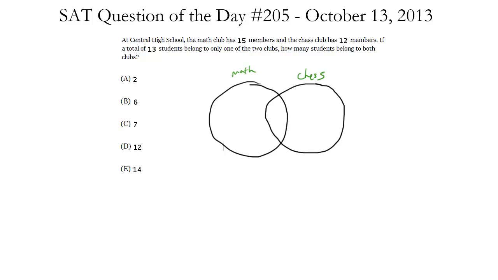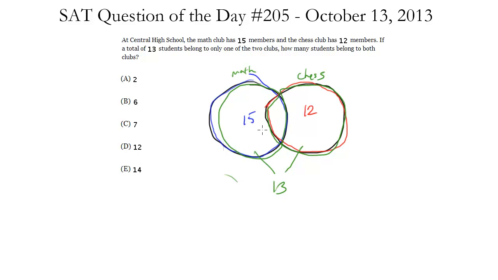Now, the total number of members in the math circle, including the overlap, is 15. The total number of members in the chess circle, including the overlap, is 12. But we also know that these two individually must add up to 13, right? So we know that this green plus this green adds up to 13, and the remaining is this.